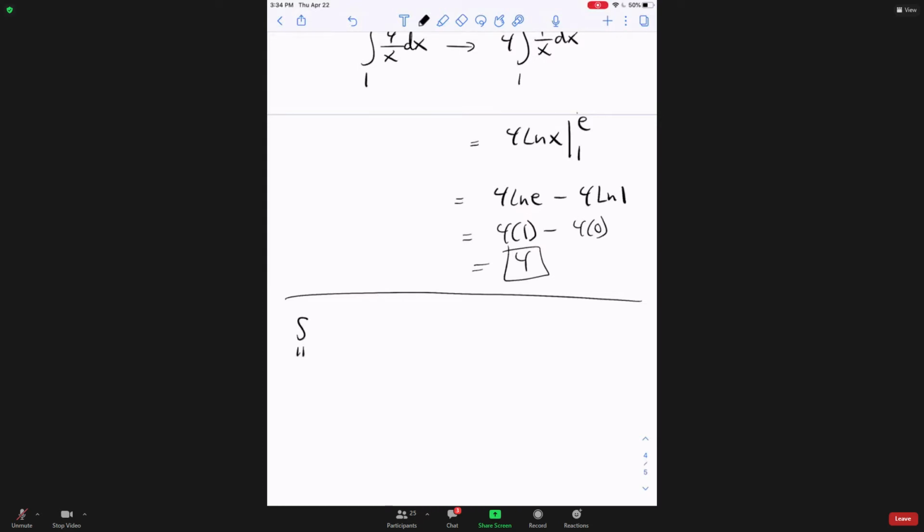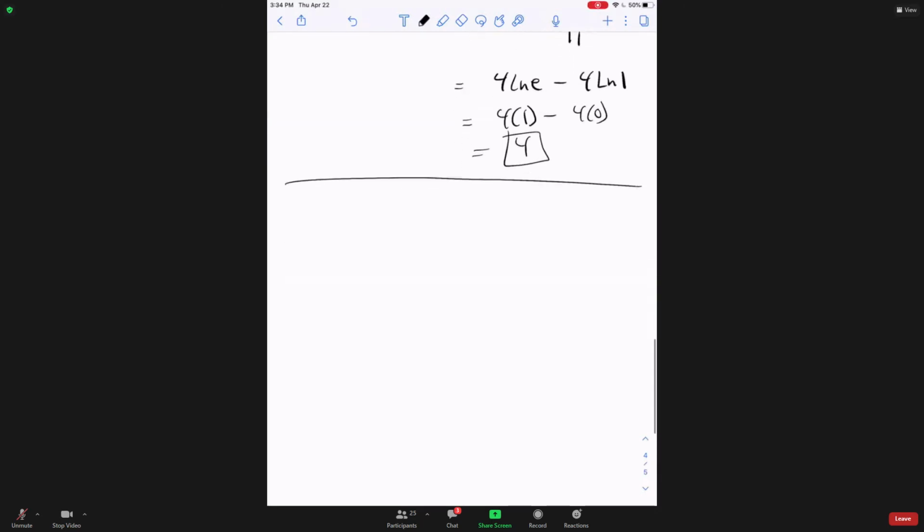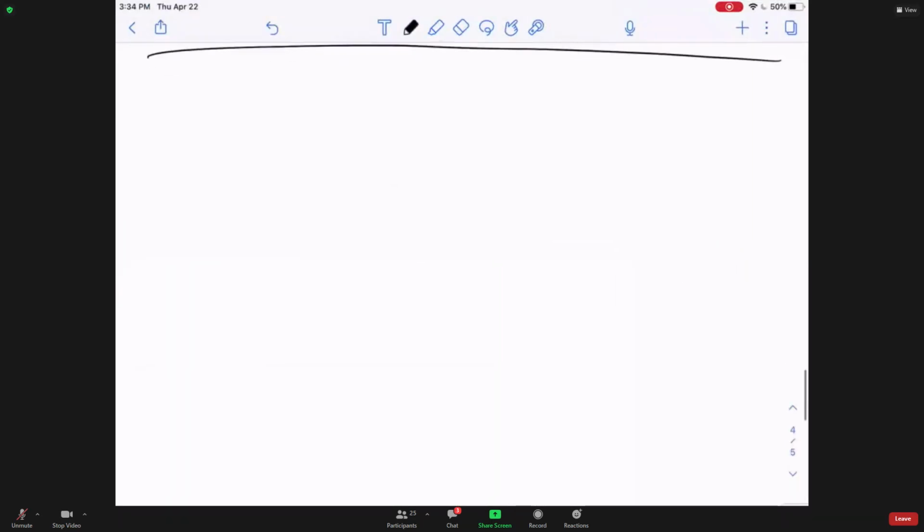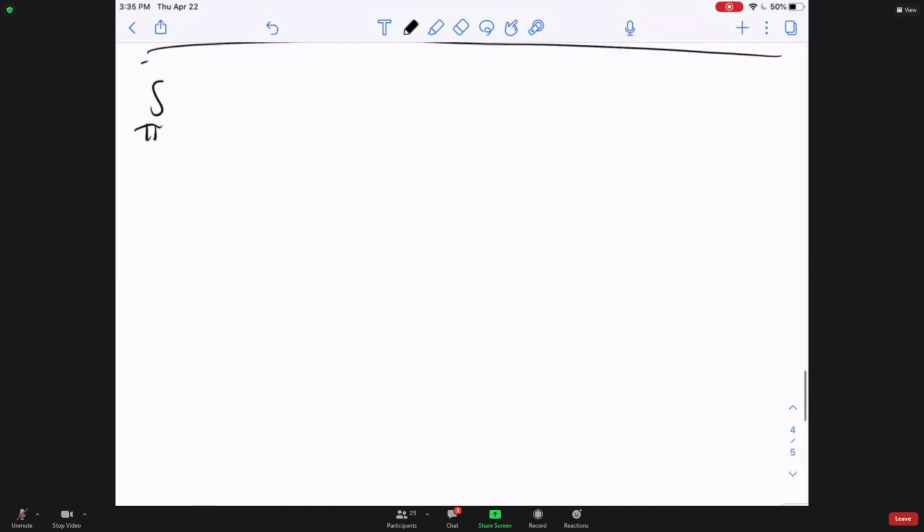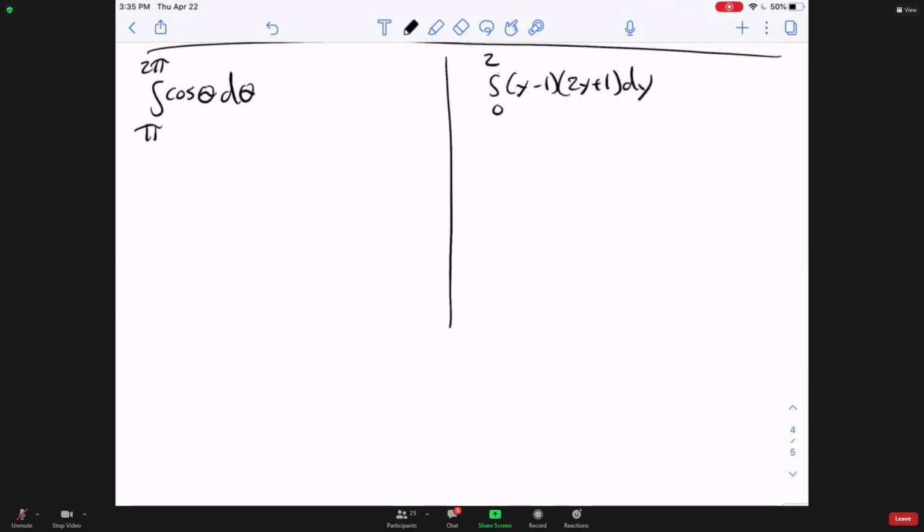The integral from, you know what? I'm going to rewrite this. Okay. So the integral from pi to 2 pi of cosine theta d theta. Do that one. Then when you're done with that one, the integral from 0 to 2 of y minus 1 times 2y plus 1 dy. That's it, just do these 2.